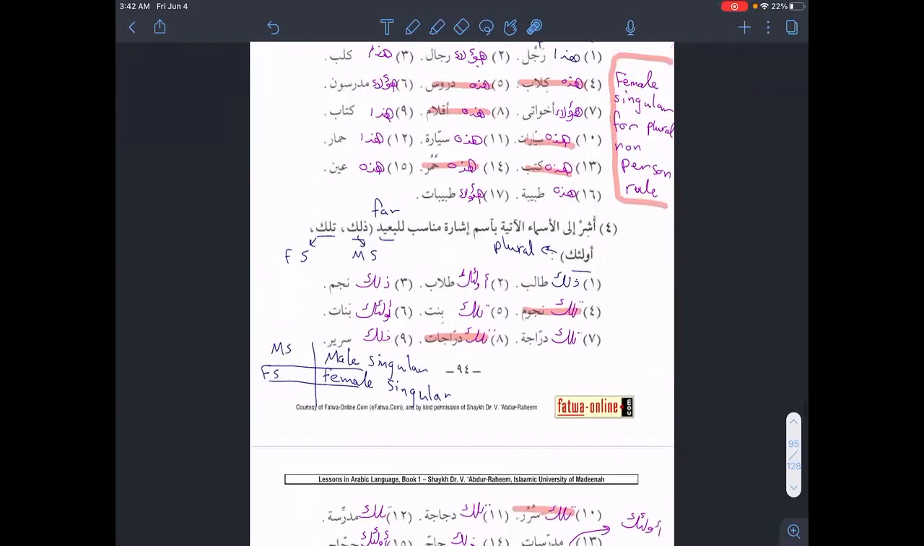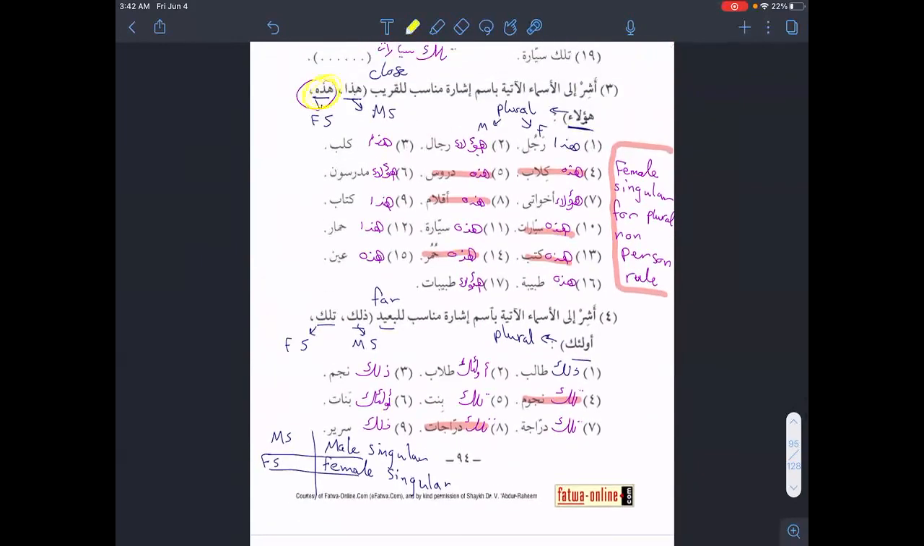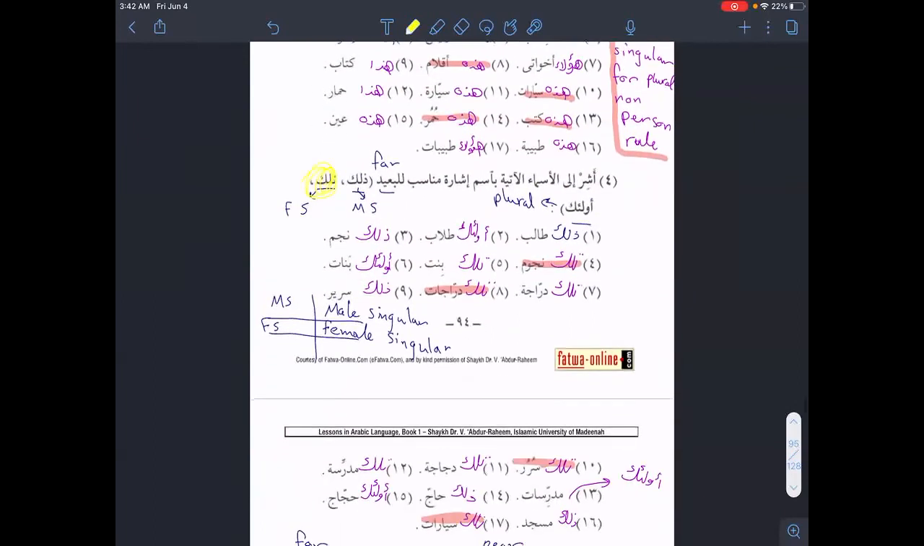But again, remember that we should follow this rule. If the plural is non-person, we should use the female singular form, which is تلك, okay? Okay. ذلك طالب. أولئك طلاب. ذلك نجم. تلك نجوم. تلك بنت. أولئك بنات.